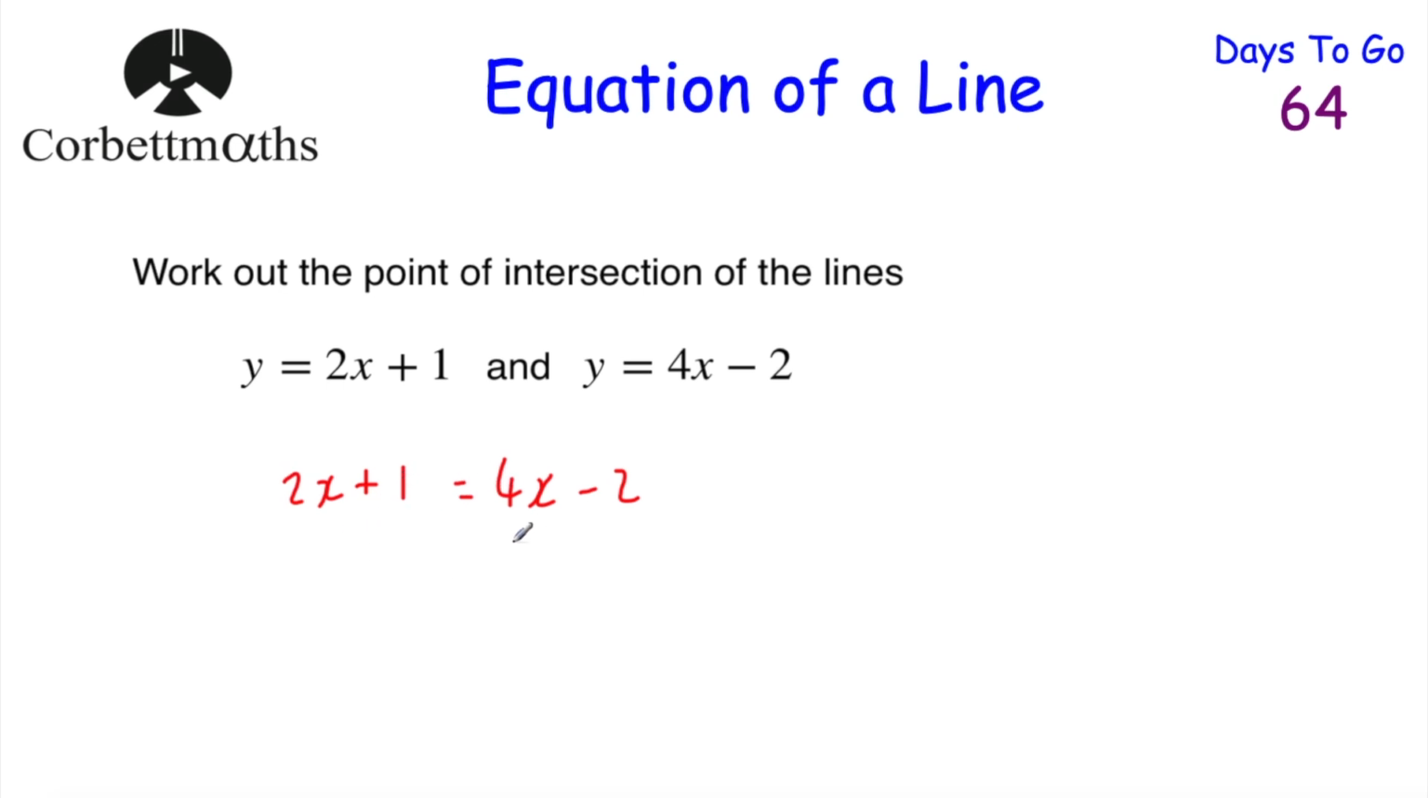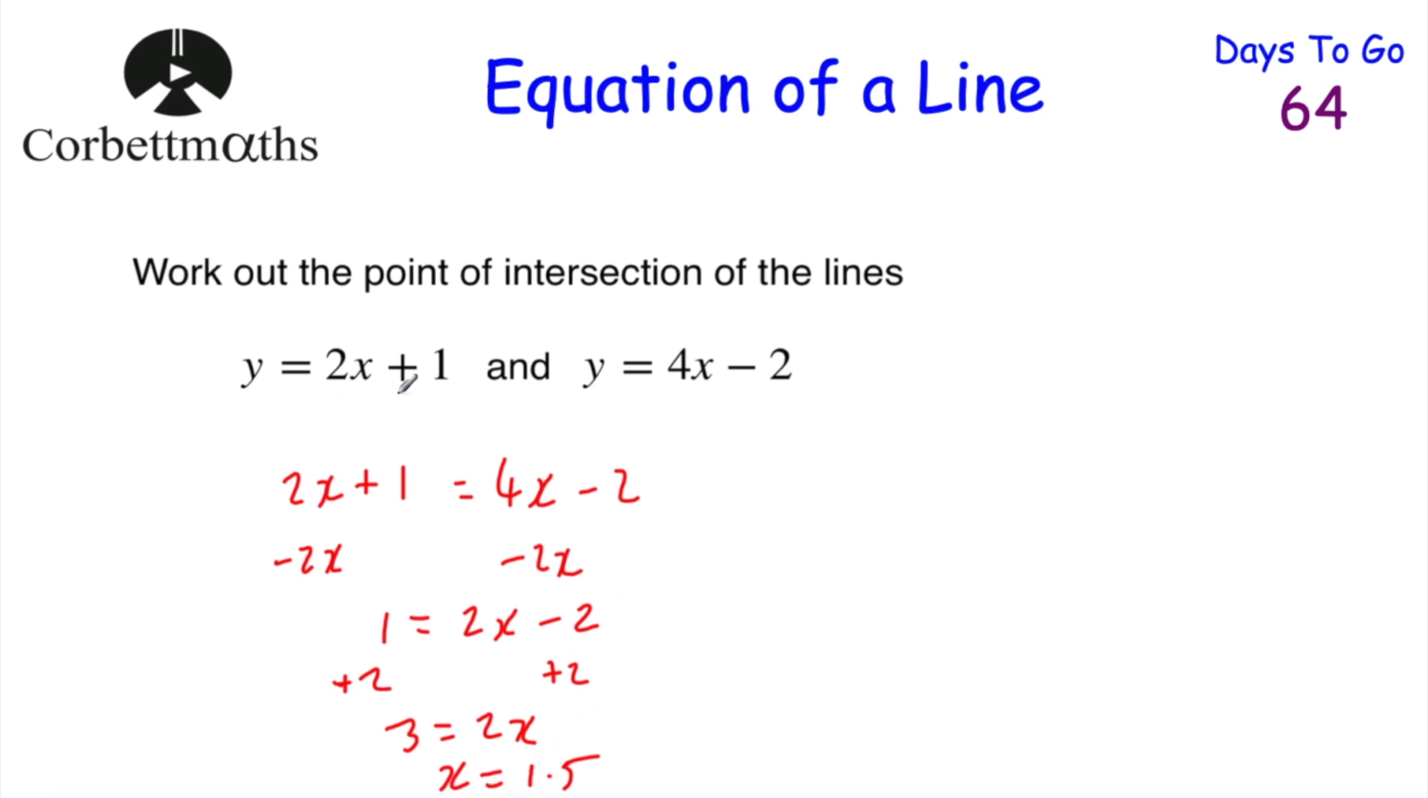Okay, so we now just need to solve this equation. So we've got 2x plus 1 equals 4x minus 2. Let's get rid of the lowest number of x's. So let's take away 2x and take away 2x. So we get 1 equals 2x minus 2. And then if we add 2 to both sides, we get 3 equals 2x. And then if we divide by 2 and divide by 2, we get x is equal to 1.5, or 3 over 2.